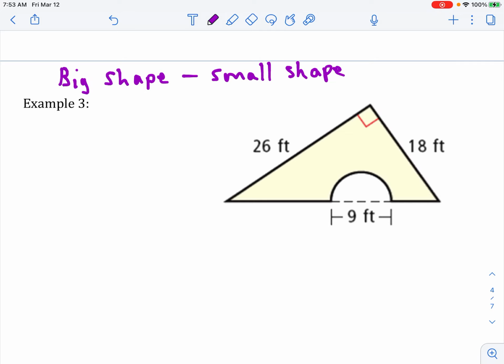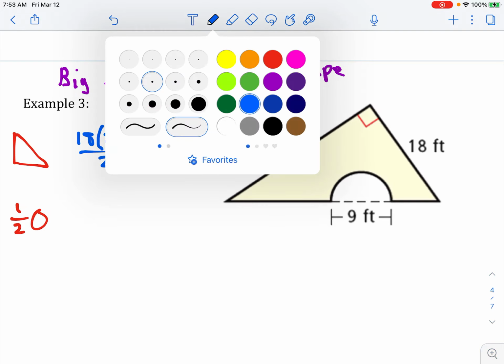All right, so when you look at this picture, the big shape is a triangle. The little shape is a half circle. So we're going to find the area of the triangle first, then we're going to find the area of the half circle, and we're going to subtract triangle minus half circle. Area of a triangle says base times height, and they gave us both. Remember, a triangle is base times height divided by 2. If you calculate base times height divided by 2, you get 234. So that's our first part.